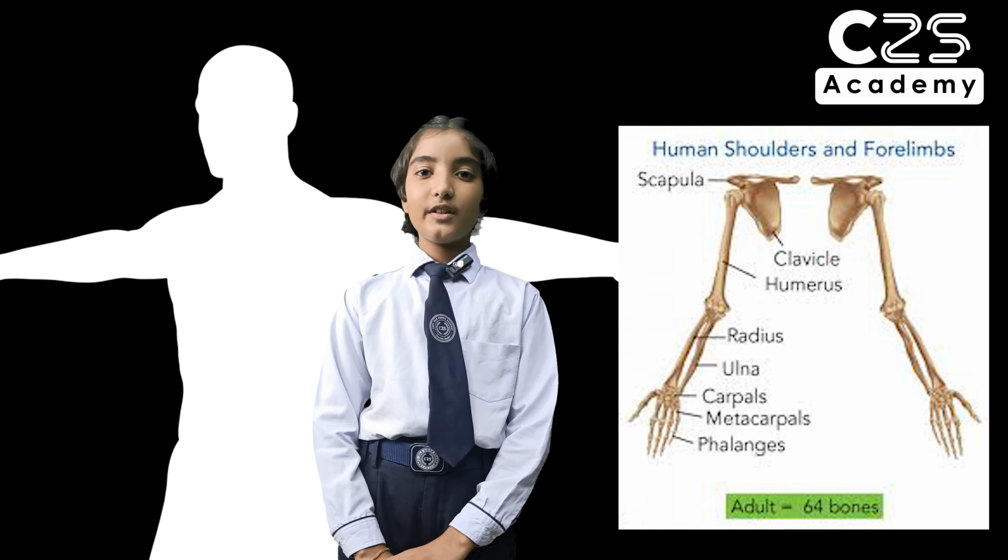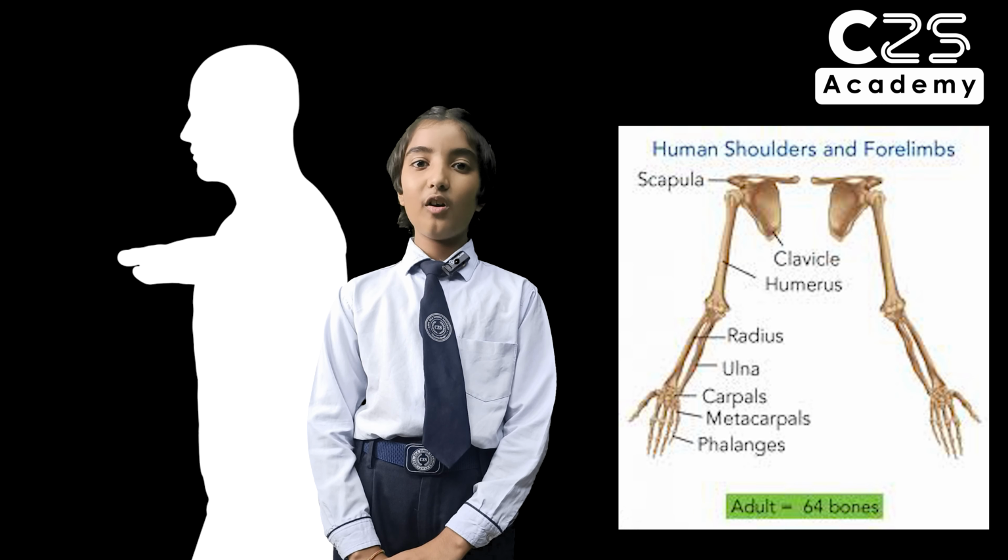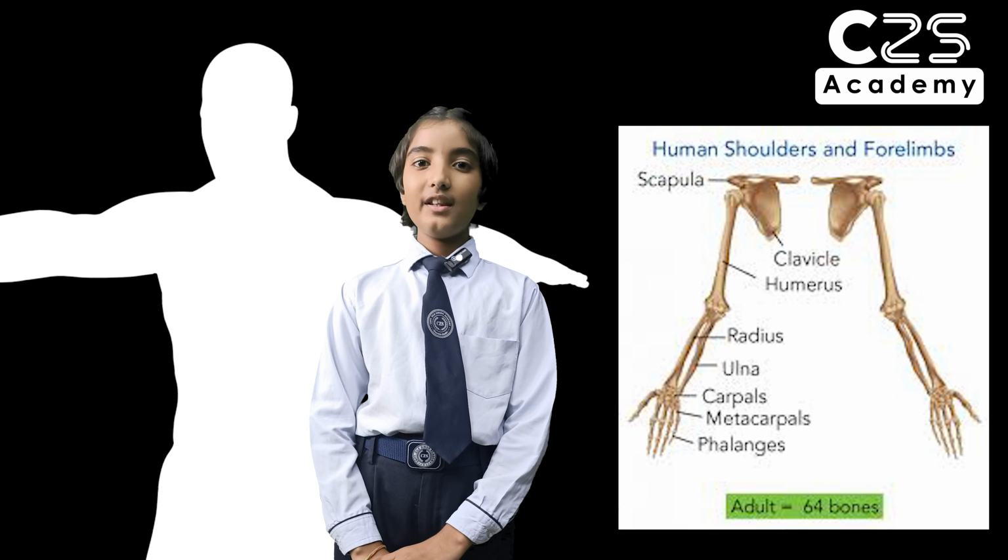Our lower arm is attached with the hand. Our hand has a small number of bones. Our 4 limbs are attached with the backbone with the help of the shoulder.